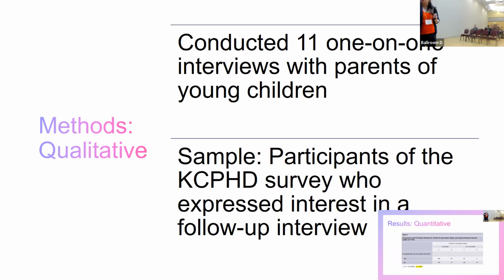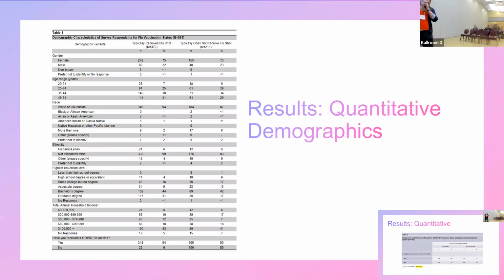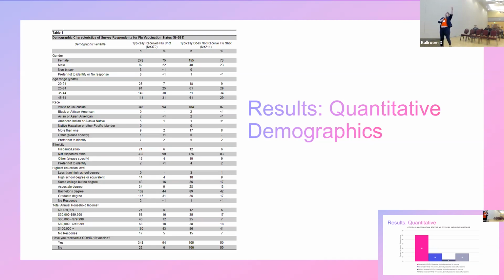Okay, so here are the results of the chi-square test. So the question on the survey was, in a typical year, do you receive a flu shot compared to have you received a COVID-19 vaccine? The p-value implies that yes, there is a very strong significance between these two variables. And I think it's demonstrated a little bit more visually in this.